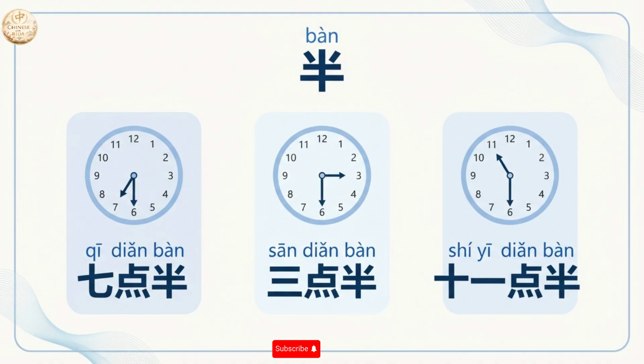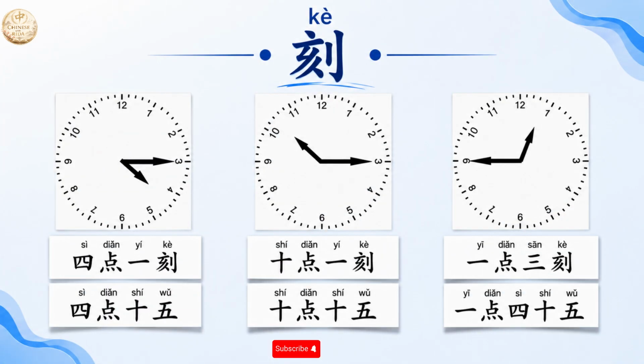So you can say 7:30. The last hands for expressing time is an extra that I added. It's not in the textbook. It's k. So k means 15 minutes. When it's exactly 15 minutes, we can use k. Let's look at the examples.